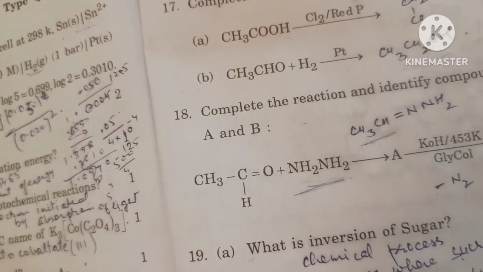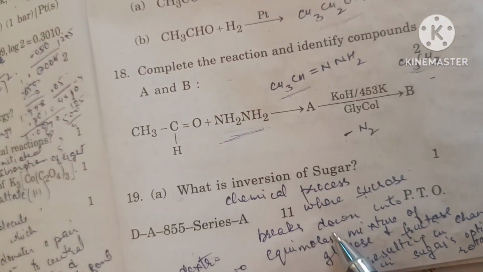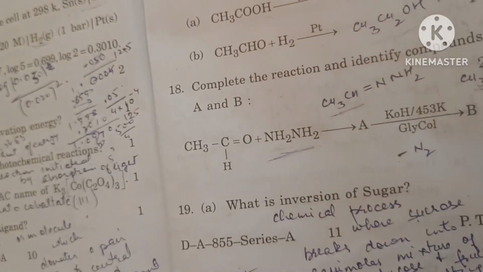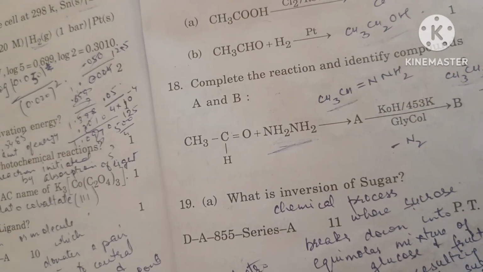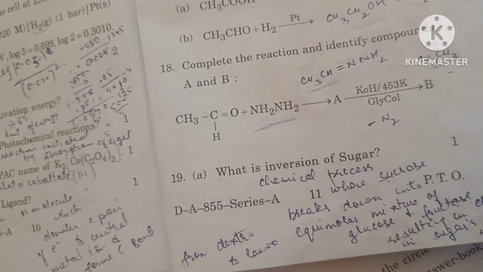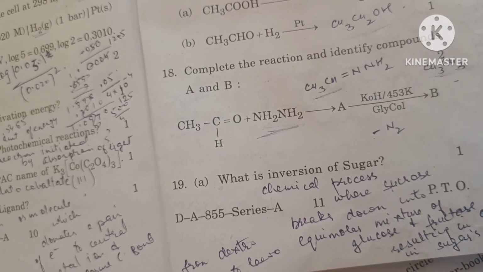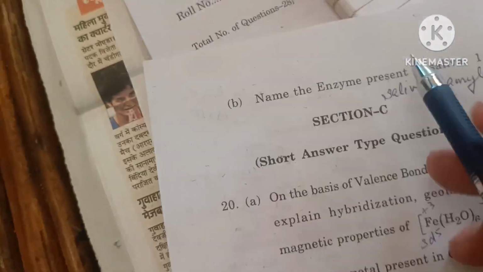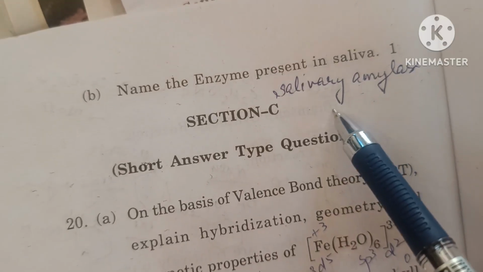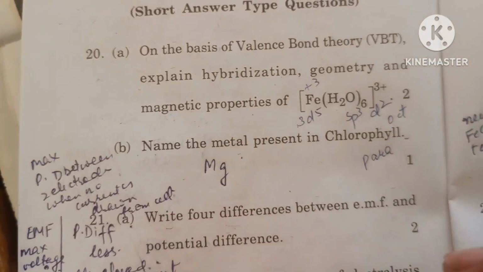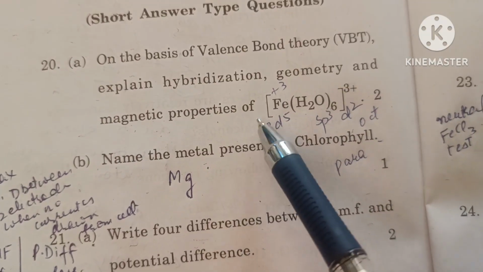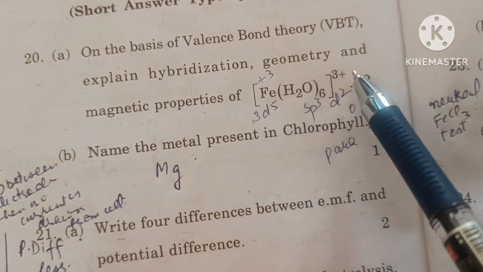What is inversion of sugar? A chemical process when sucrose breaks down into equimolar mixture of glucose and fructose is called inversion of sugar because it results in the change in optical rotation of sugar molecule from dextrorotatory to levorotatory. Name the enzyme present in saliva. Answer is salivary amylase. On the valence bond theory, explain hybridization, geometry and magnetic properties of hexaaquairon(III).